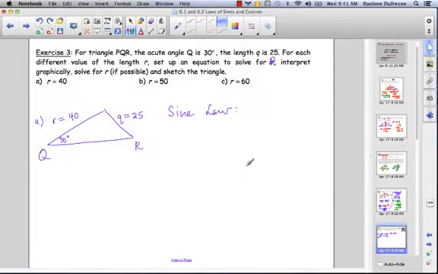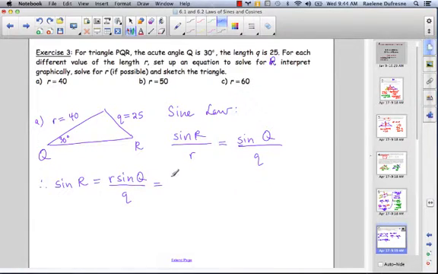length r as follows. We know that sine of angle r over r is going to equal sine of angle q divided by length q. And we can multiply both sides by length r to isolate sine r. So for now we have sine of r is equal to r times sine of q over q, which is 40 times the sine of 30 degrees divided by 25. Of course, the sine of 30 degrees is a half, and 40 times a half is 20.